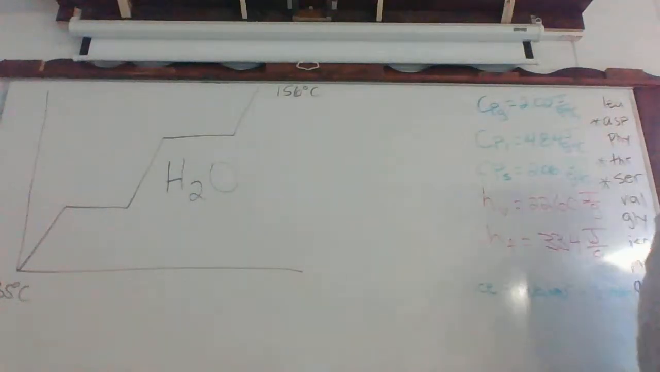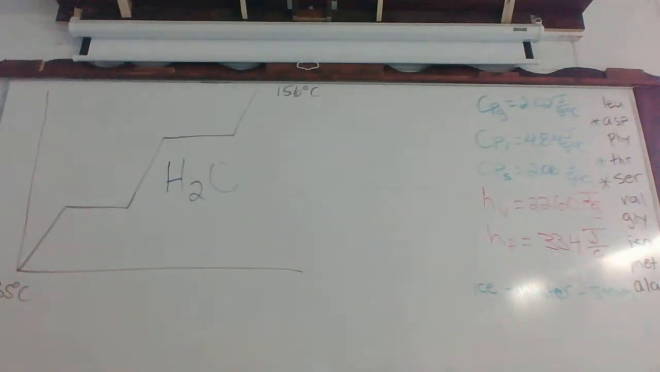Okay, so from yesterday's example, we dealt with, what was it, aluminum? Well, as you look up at the board here, look at that graph diagram that we have. We're dealing with what? Don't say H2O, what substance are we dealing with?